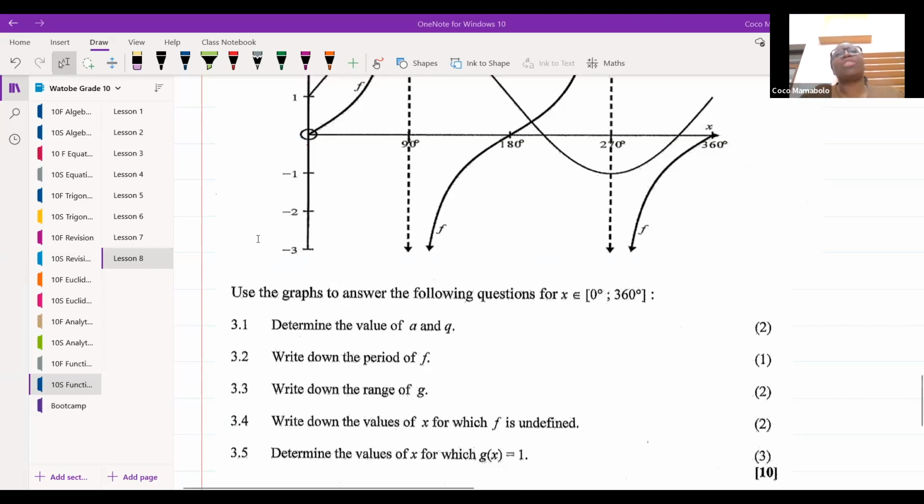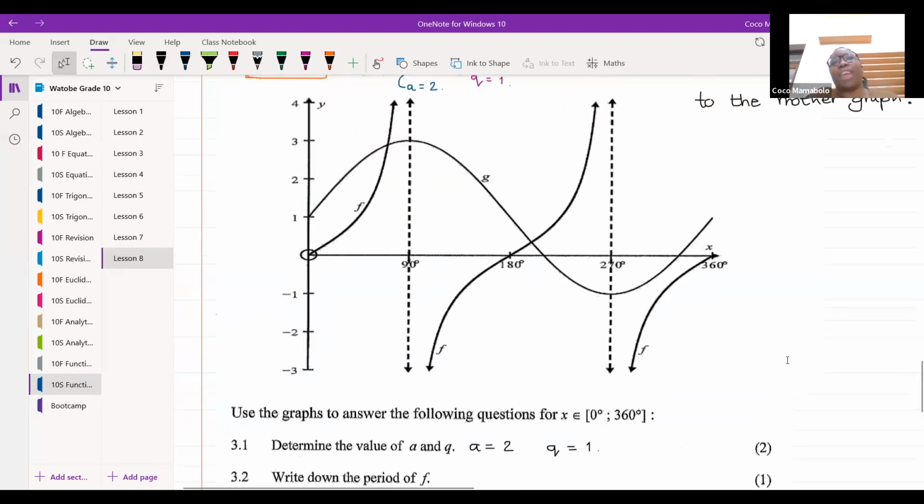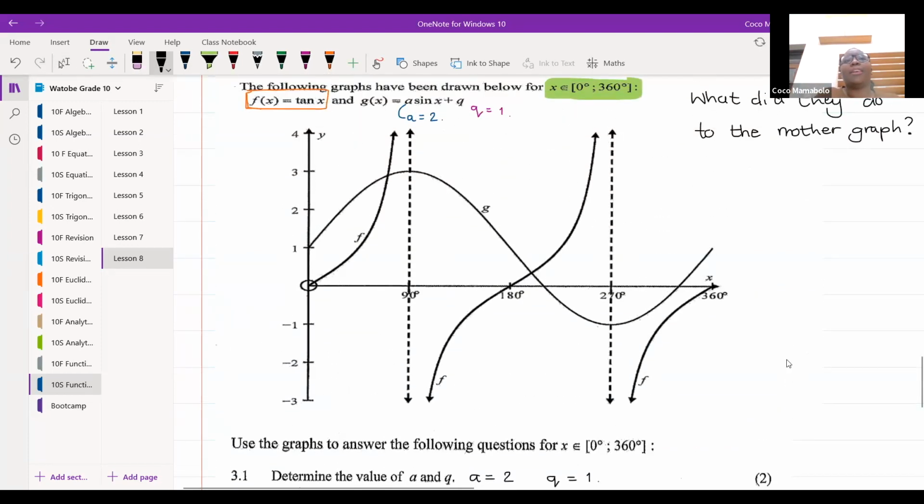All right, guys. So determine the value of A and Q. We've already done that. A is 2 and Q is equal to 1. All right, let's go back, guys. It says, write down the period of f. F is the tan graph. What is the period of a tan graph, guys? Because they haven't shifted our tan graph.